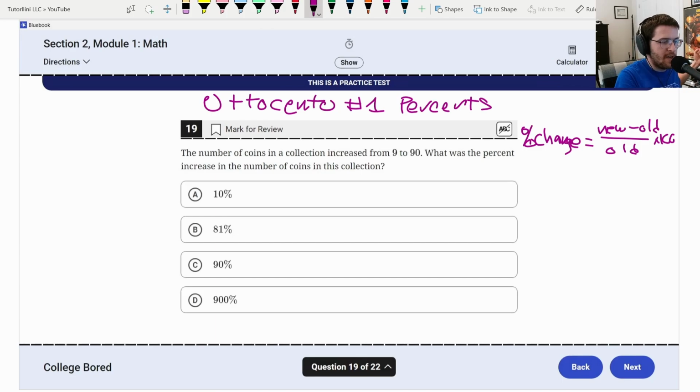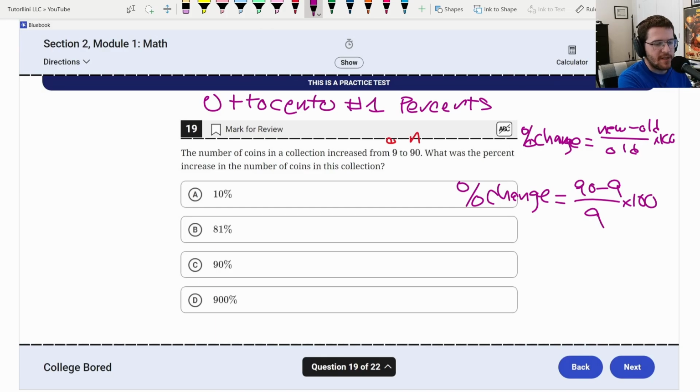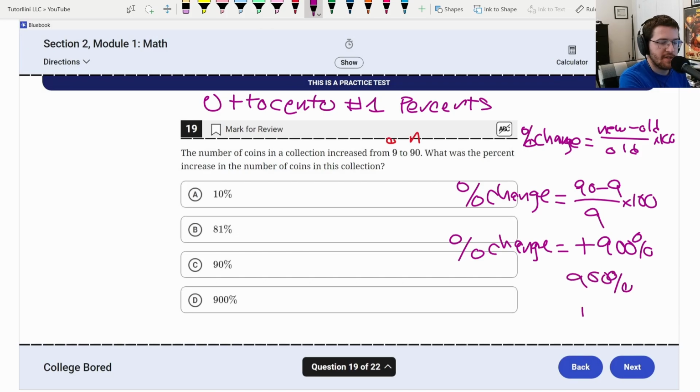So we started at 9 and we went up to 90. So the old is 9 and the new is 90. So the percent change equals 90 minus 9 over 9 times 100. Okay, so 81 over 9, that's 9. 9 times 100 is 900. So we get a positive 900%. That is a 900% increase. And it sounds certainly like that is what the question wants. So the answer is D.